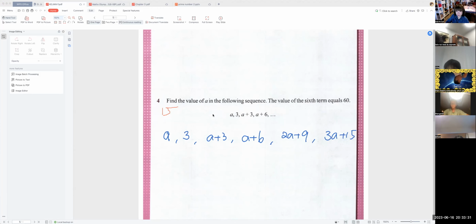Okay, so now let's take a look at this one. So 3A plus 15 equals 60. So 3A equals 45, right? So A equals 15. Correct, everybody?